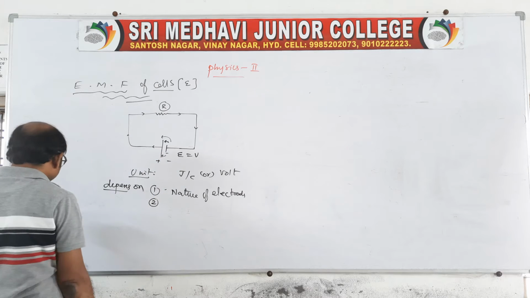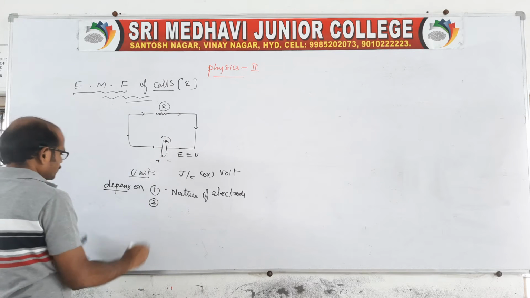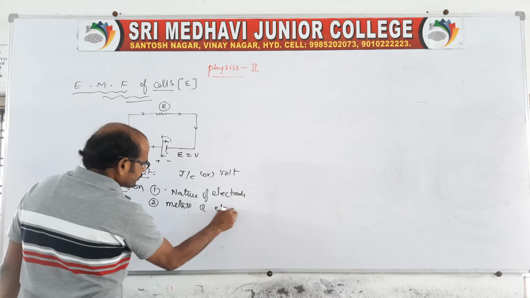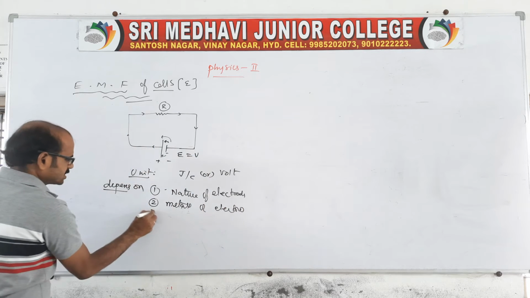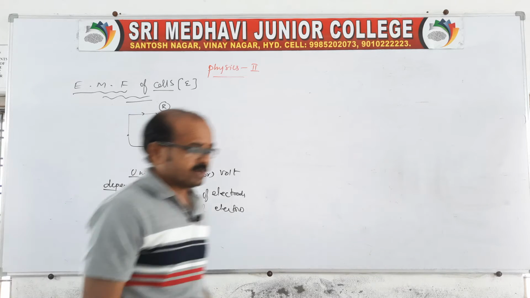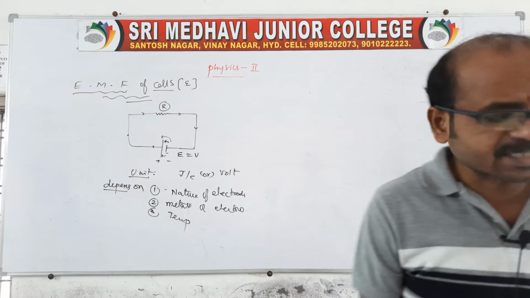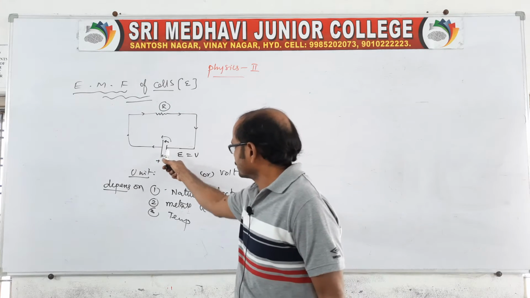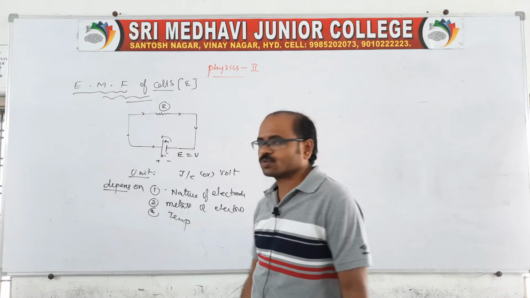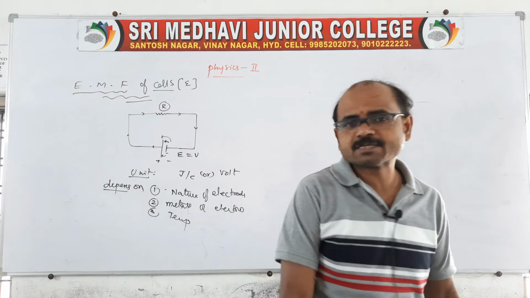And it also depends on the metal of the electrodes, the metals that we are using for the electrodes. And the third one is that it also depends on temperature. The EMF of a cell depends on, first, the nature of the electrodes we are using, the metal of the electrodes, and temperature.